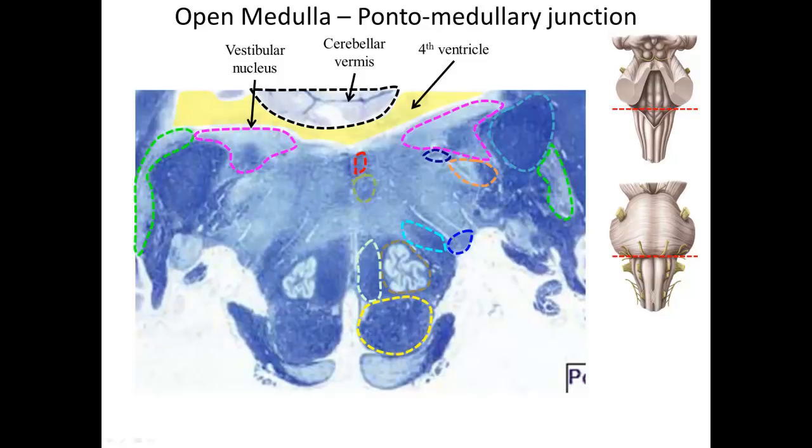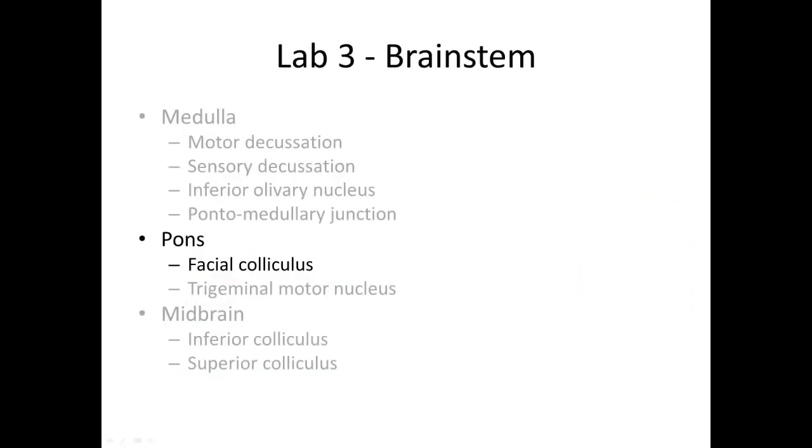Wrapping around the inferior cerebellar peduncle laterally, we can identify the cochlear nuclei. Now we'll look at our first section of the pons at the level of the facial colliculus.